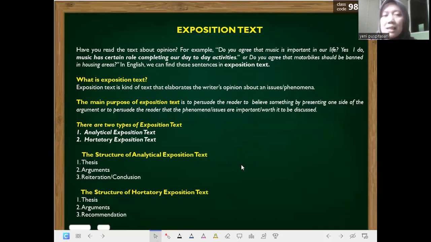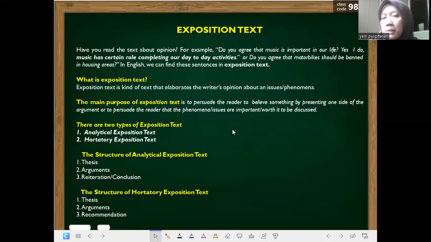So, what is exposition text? Exposition text is kind of text that elaborates the writer's opinion about an issue or phenomenon. And then, what is the main purpose of exposition text?